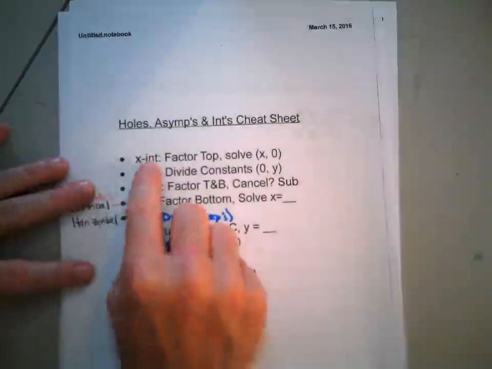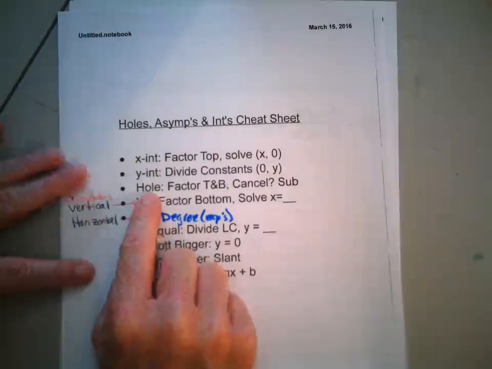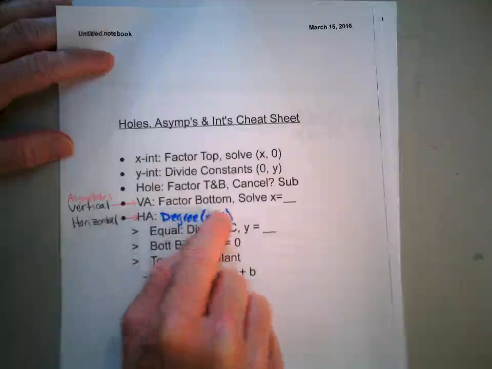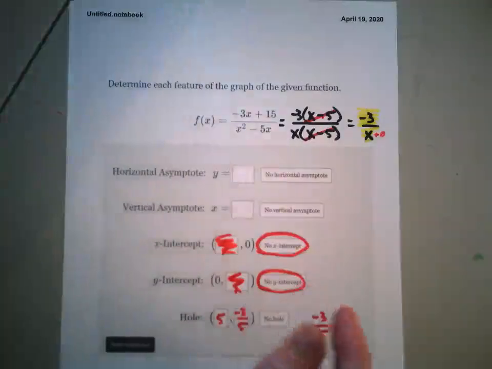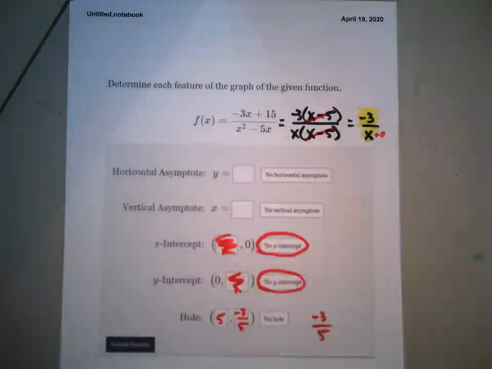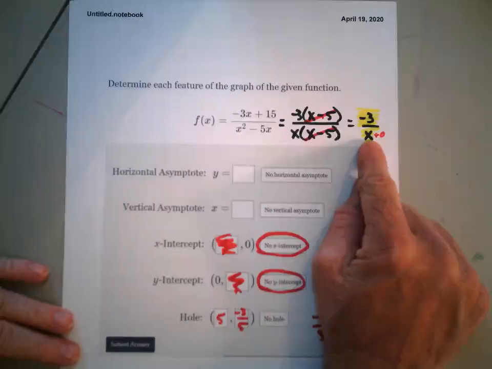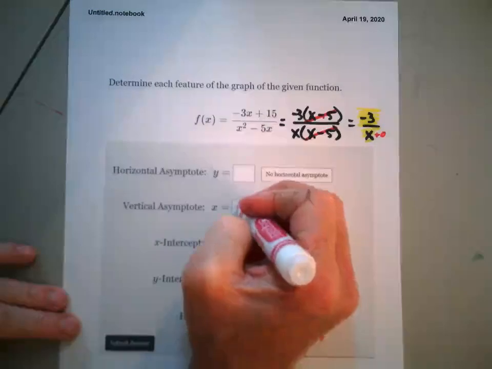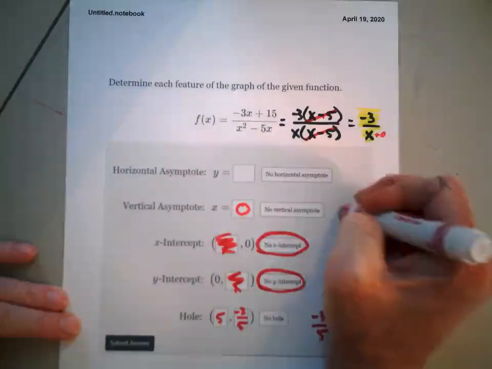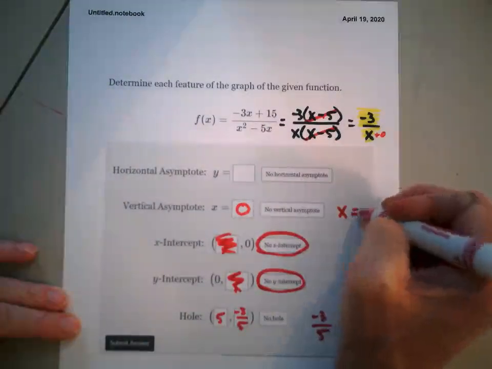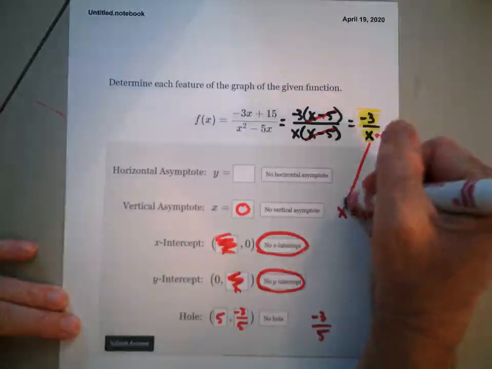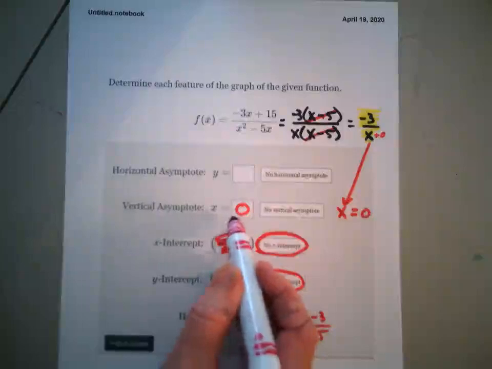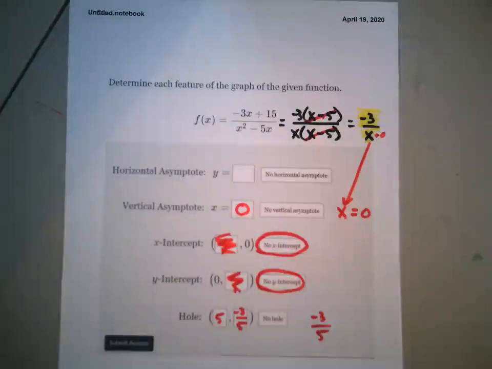So we have our x-intercept, our y-intercept, we've done our hole. Now we're on to our vertical asymptote. Factor the bottom and solve for x. The bottom is already factored. If you take x plus 0 and set it equal to 0, then you'll find that your answer there is 0. So if we took x and set it equal to 0, you simply get 0. So the vertical asymptote becomes 0.